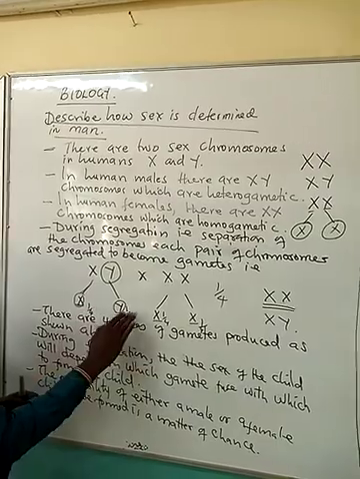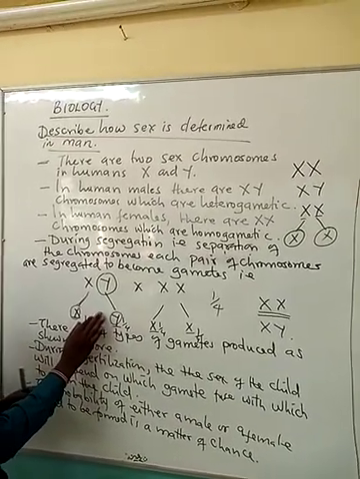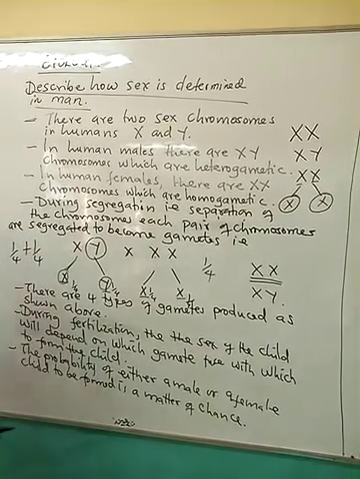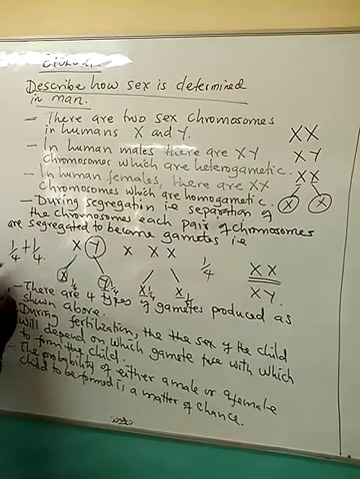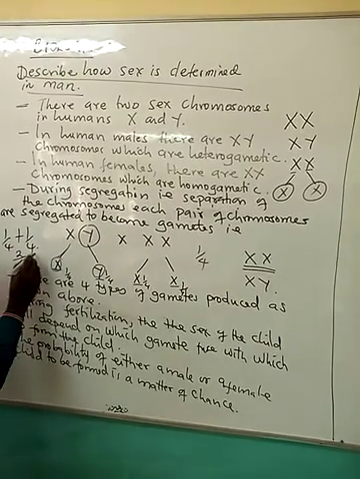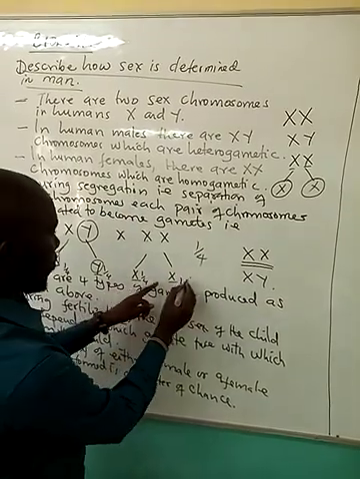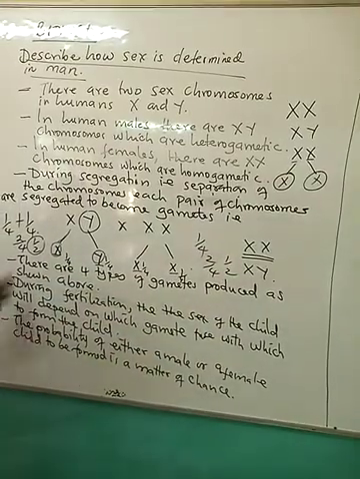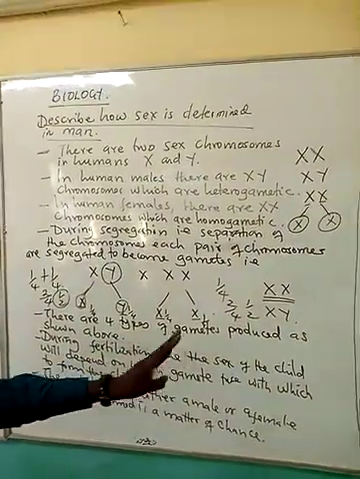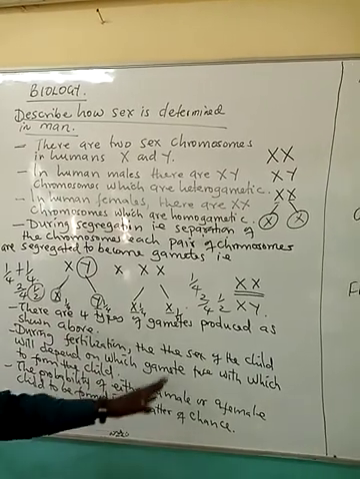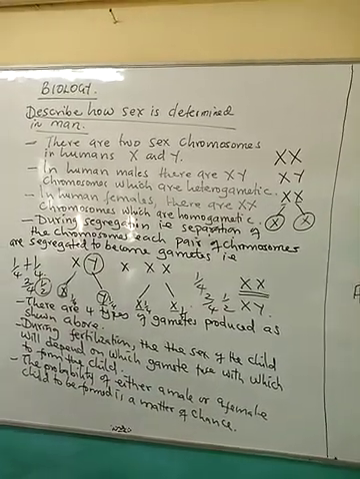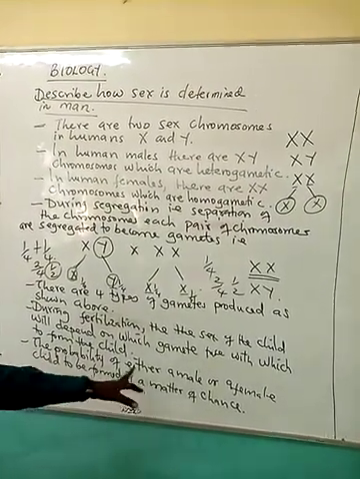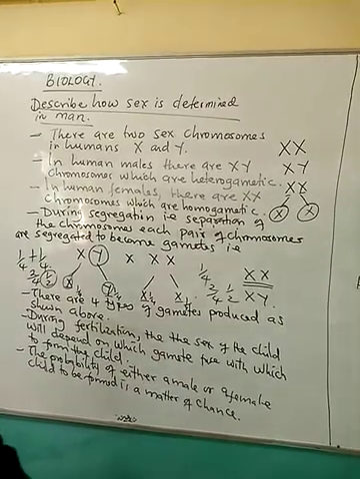So you can see that we have 4 quarters here. A quarter plus a quarter is what? 2 over 4, which is half. Then a quarter plus a quarter for the male is also 2 over 4, which is also half. So we see that there are 4 types of gametes produced as shown above. During fertilization, the sex of the child will depend on which chromosome fuses with which to form the child. So the probability of either a male or a female child being formed is a matter of chance.